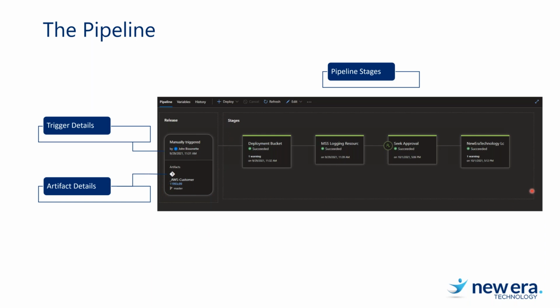Here are the pipeline stages. Each of the stages can have one or more jobs, and we see right here, this is an example that we'll get into a little bit later. This is an approval gate, and so the pipeline ran until it was completed.